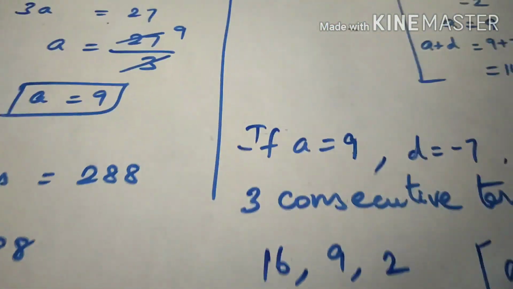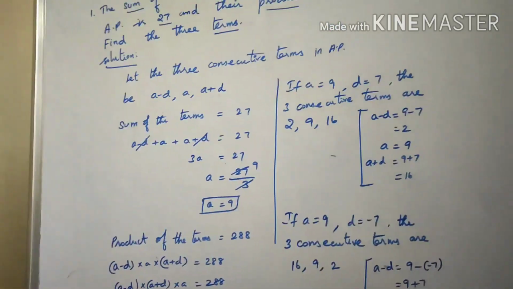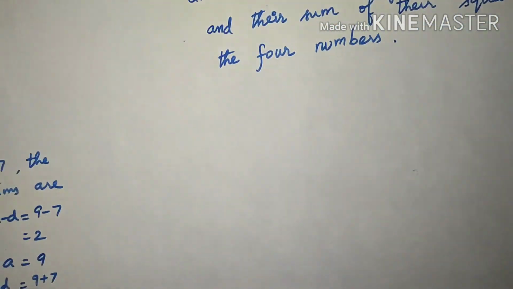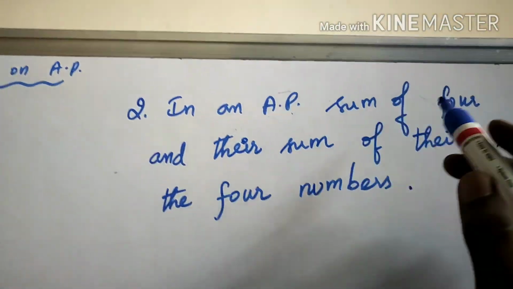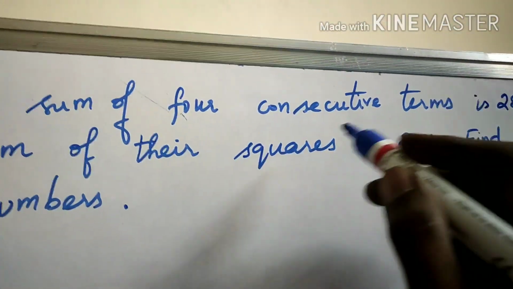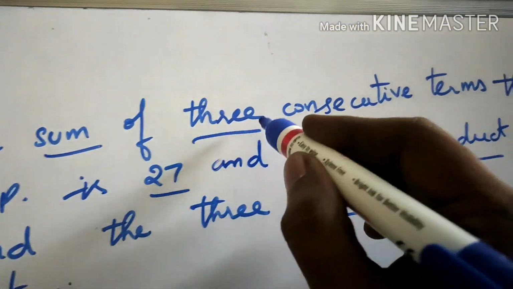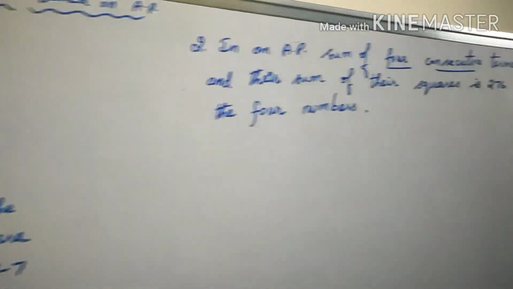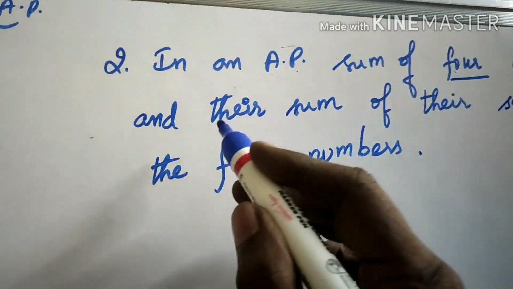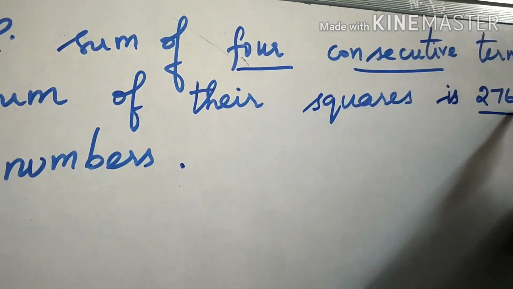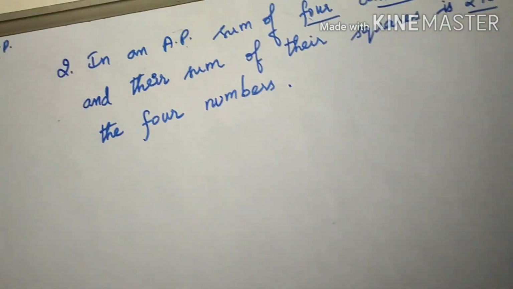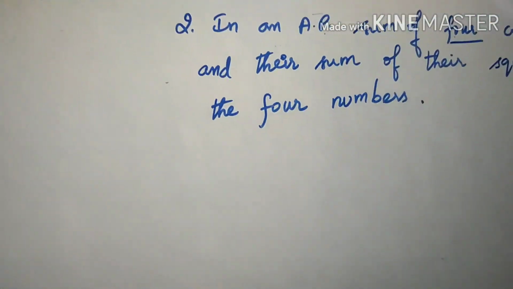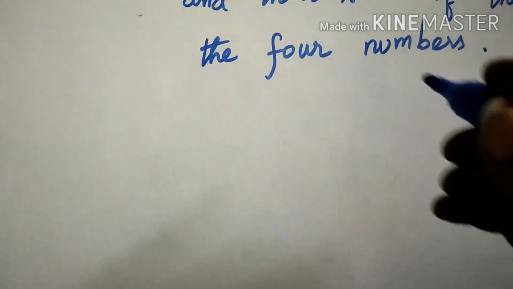Okay. Right. Now next we will move to one more sum. See here, in an AP, sum of 4 consecutive terms. Last sum we saw 3 consecutive terms. Here 4 consecutive terms sum is 28, and the sum of their squares is 276. Find the 4 numbers. This also I think I wrote in the last video last week.